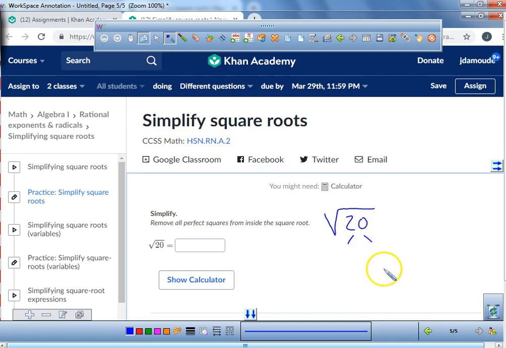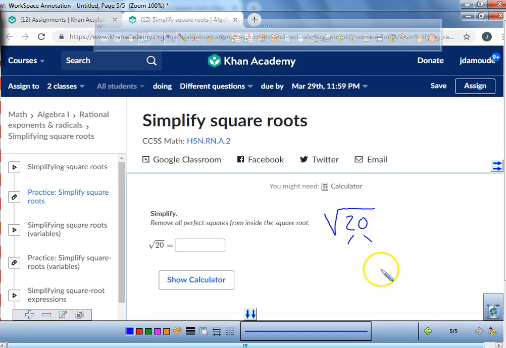Okay, when you guys think of 20, what do you guys think of? 10 and 2. What else? 5 and 4. Watch this. I'm going to put a 4. And I'm going to put a 5. Which means this could equal the square root of 4 times the square root of 5. Does anybody know what the square root of 4 is equal to? Can I simplify the square root of 5? No. So my final answer would be 2 radical 5.